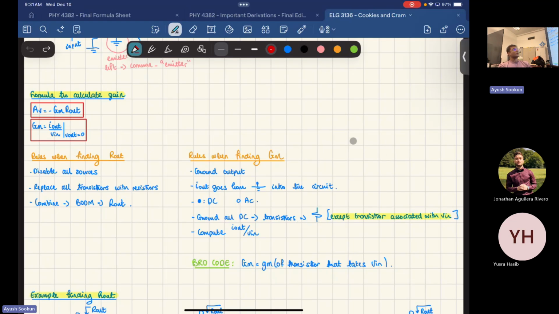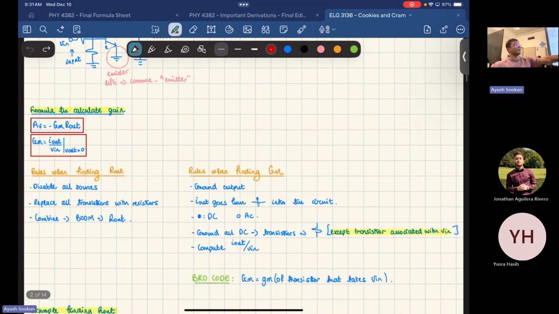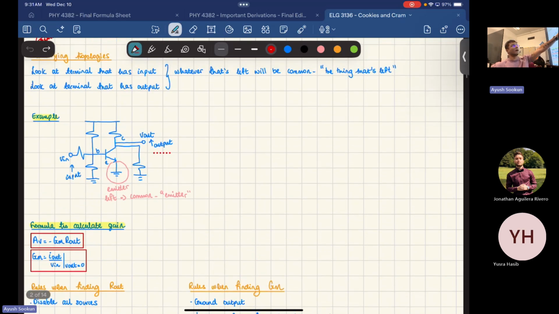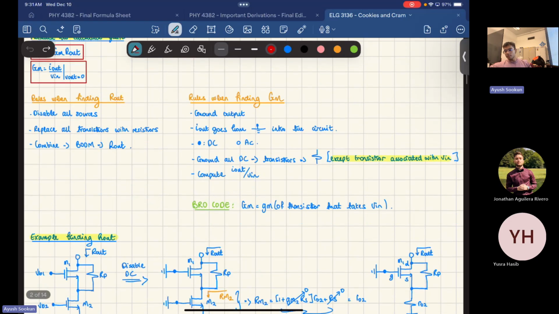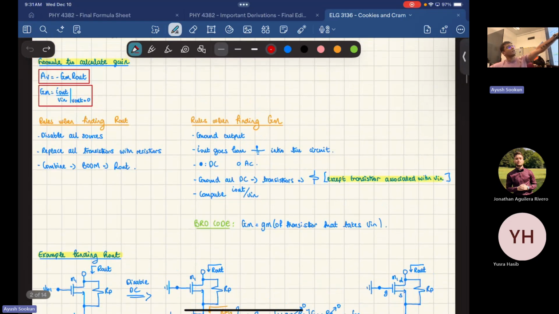So when you're finding GM, you want to ground the output. If I go back to the circuit that I have here, this output, you want to ground it. You want to connect it to ground. Once you do that, you want to provide I output into the circuit. So you're going to go from ground into the circuit. So I'm going to ground my output, and then I'm going to give in I output into the circuit. It's very important you get that configuration correct. That's one thing. And you want to calculate the ratio of I out over V in once the output is grounded.